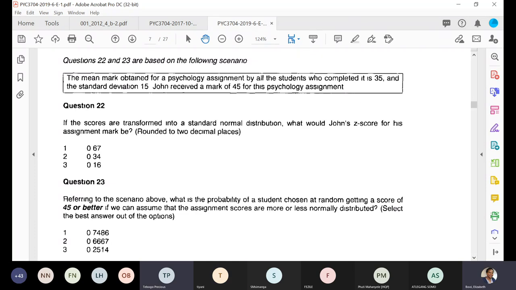Okay, questions 22 and 23 are based on this scenario. The marks obtained for a psychology assignment by all students who completed it have a mean of 35 and a standard deviation of 15. John received 45 for his psychology assignment.